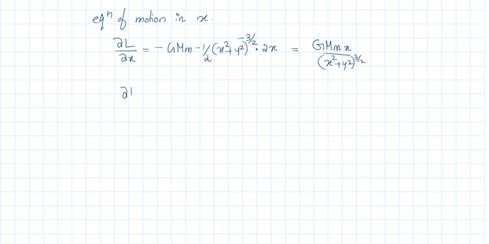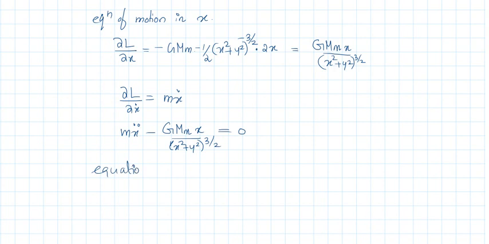Dou L by dou x dot is m x dot. Therefore the equation of motion is m x double dot minus G M m x divided by x square plus y square raised to 3 by 2 is equal to 0. Again a second order differential equation, and it is very complicated to solve. What is the equation of motion in y? Equation of motion in y.